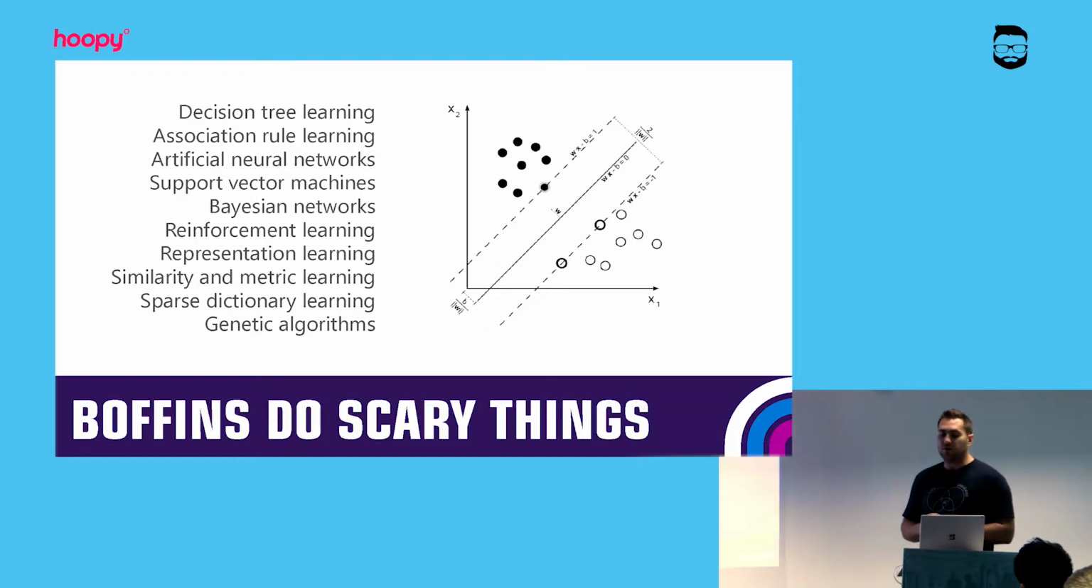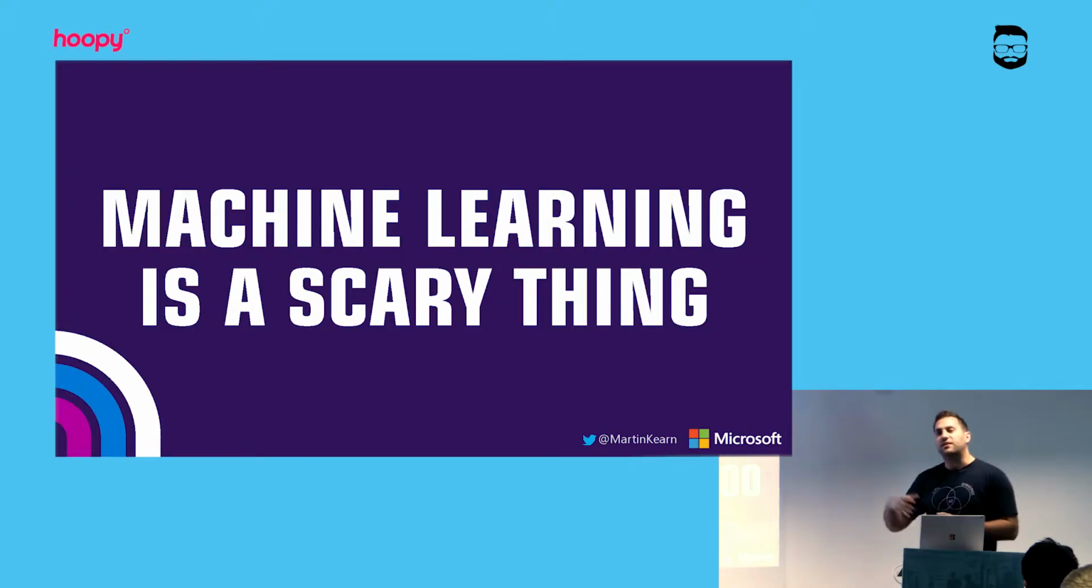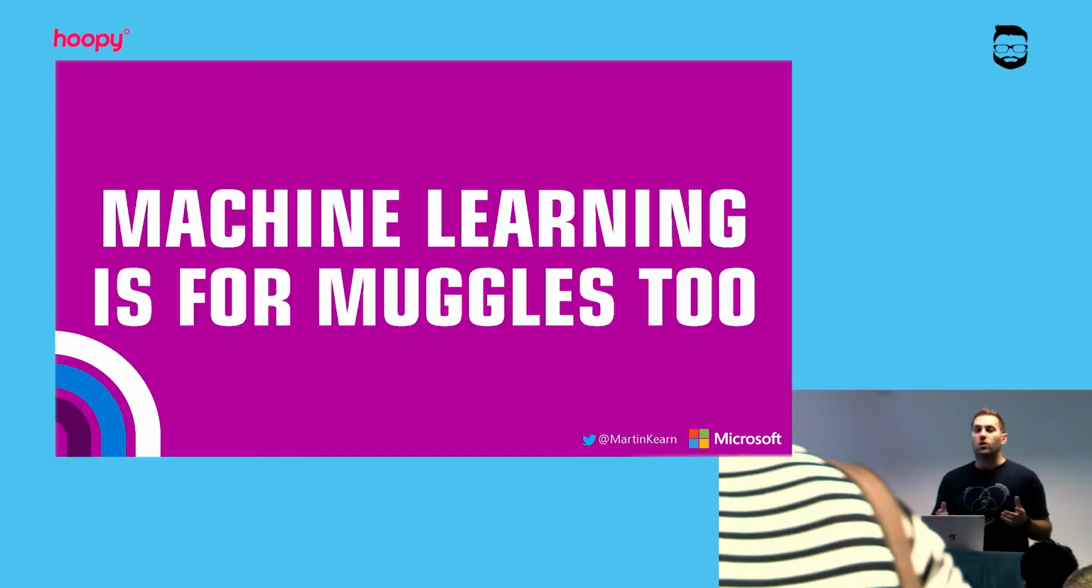But what I'm here to tell you is machine learning is for Muggles too. Because nobody here is a boffin, you therefore must be Muggles. So you don't possess the magic that boffins have, the magic of data science and understanding the maths and science that sits behind machine learning. So this talk is for you. This talk is going to help you understand how to tap into machine learning and use it within your everyday applications. So let's start by exploring what is machine learning.